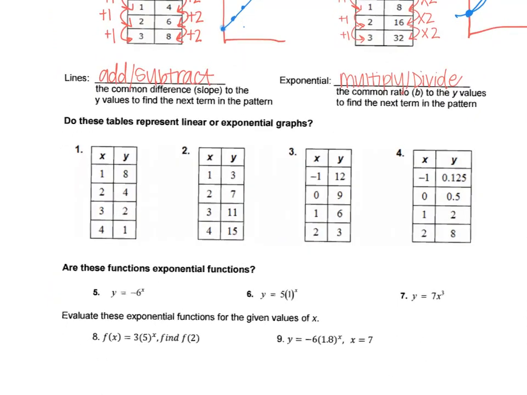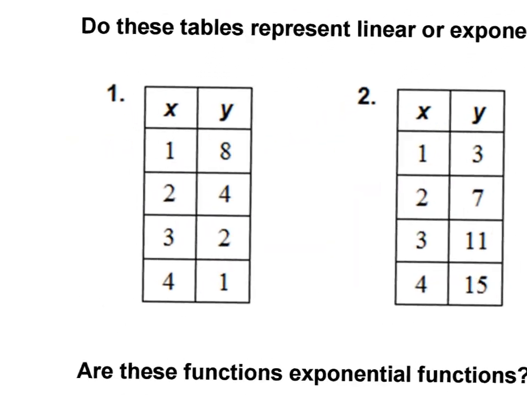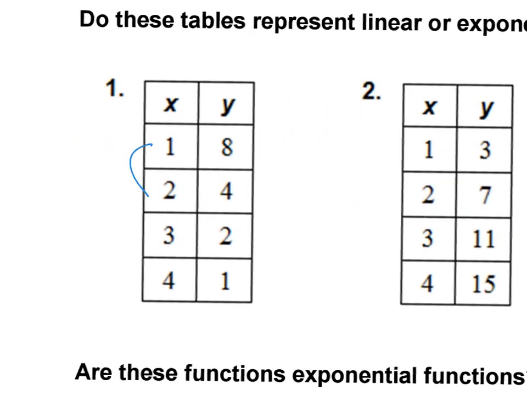So if we go down here, do these tables represent linear or exponential graphs? Again, we're just going to look at the difference in the x values and the difference in the y values. So let's look at number one first. Well, to get from 1 to 2, add 1. 2 to 3, add 1. 3 to 4, add 1.